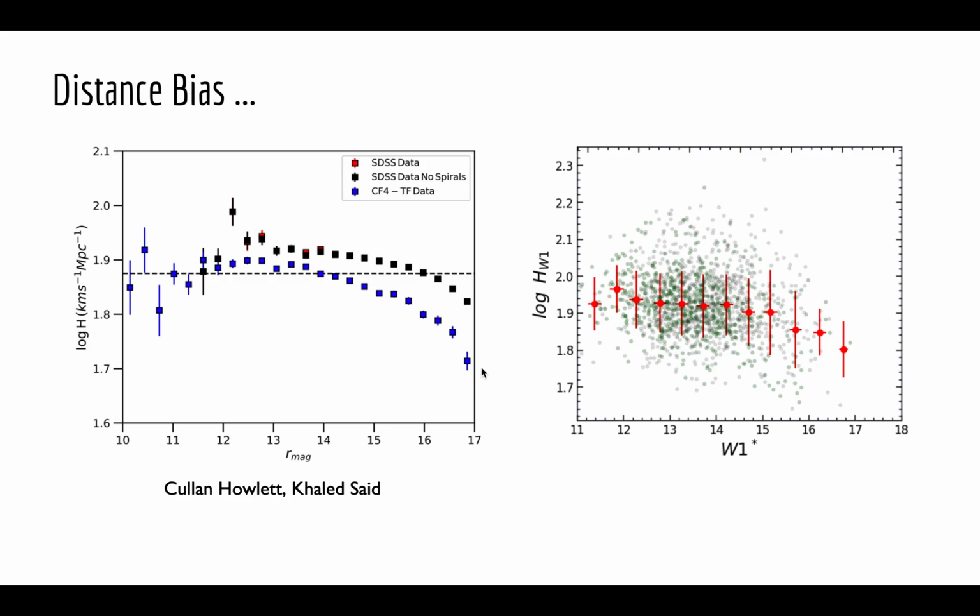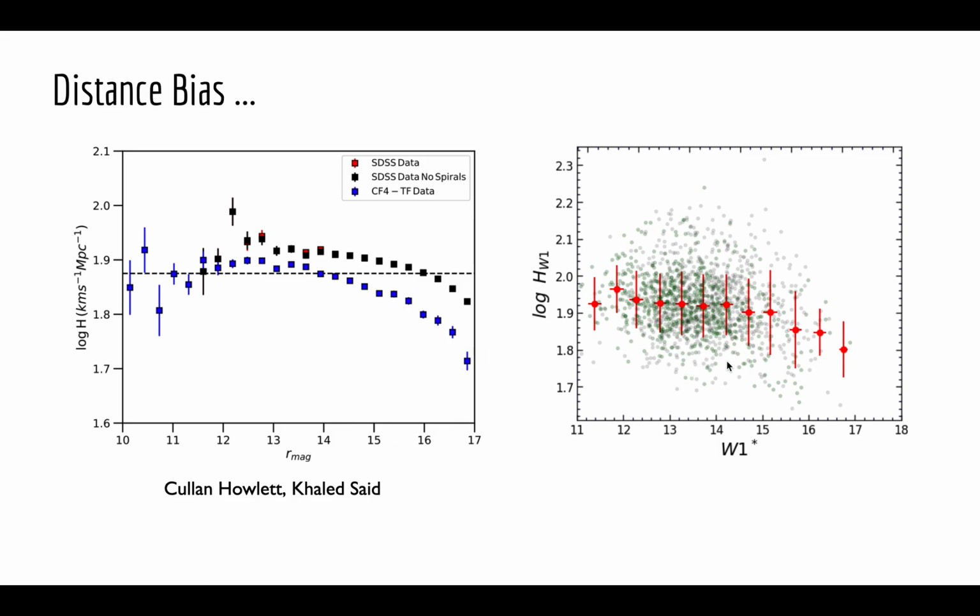And Khaled Saïd, Cullan Howlett, and others told us they've been collaborating with us on the project. They have been looking at their own sample, working on the fundamental plane distances. They discovered a bias in their sample, and they discovered the same bias in our sample too. When they plotted the Hubble constant against the R-band apparent magnitude, they discovered that the distances for fainter galaxies are larger than the other distances, because the Hubble constant is going down.